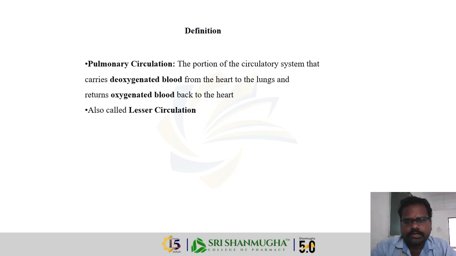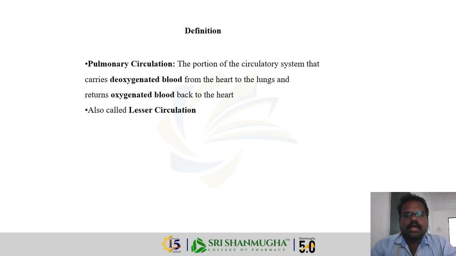It is the portion of the circulatory system that carries deoxygenated blood from the heart to the lungs and returns oxygenated blood back to the heart. Generally, the heart supplies blood to the whole body, but in the pulmonary circulation, the exchange happens only between the heart and the lungs. This is mainly because once we inhale, the oxygen has to be transported to the blood. This blood is transported via the pulmonary circulation.